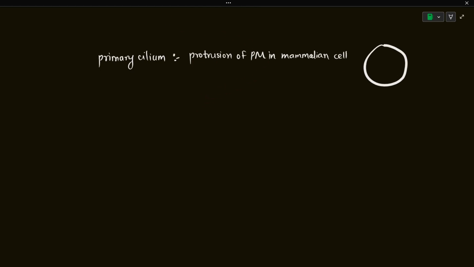Let's assume that this is the mammalian cell, a normal mammalian cell. In the mammalian cell, let's assume that this particular part of the plasma membrane protrudes out. So this protrusion of the plasma membrane is known as primary cilium. This primary cilium is formed due to the microtubule arrangement as well. So this is the plasma membrane, and it protrudes out, and that forms the primary cilium.